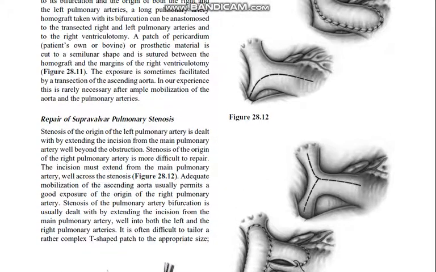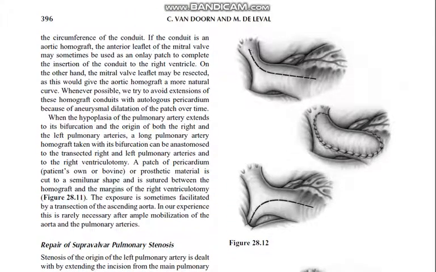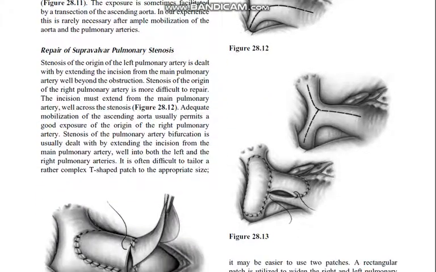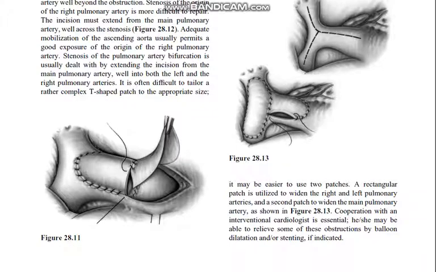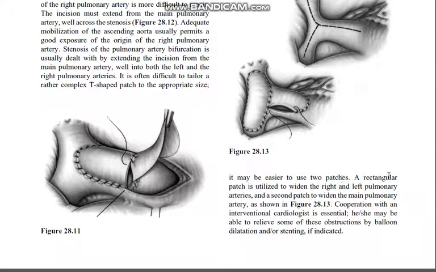Here, first, this is the left pulmonary artery stenosis, and this is the right pulmonary artery stenosis. This is both pulmonary arteries stenosis, and it may be easier to use two patches. A rectangular patch is utilized to widen the right and left pulmonary arteries, and the second patch to widen the main pulmonary artery, as shown in figure 28.30.